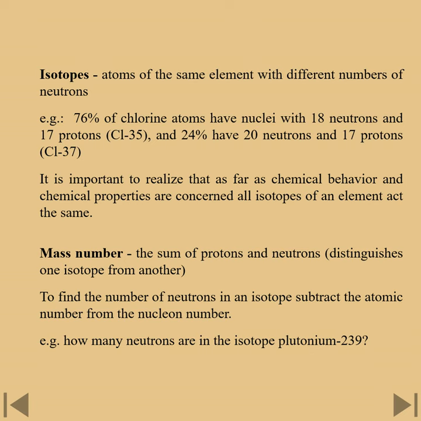Now, I want to point out, I can give you the neutrons and then ask you about the mass number, or I can give you the mass number and ask you about the neutrons. In this example at the bottom, it says how many neutrons are in the isotope plutonium-239. Well, we look up the atomic number of plutonium and subtract that from the mass number, because the mass number is protons plus neutrons. Subtract the protons, and that gives us the neutrons. So again, I have to give you one in order to ask about the other.